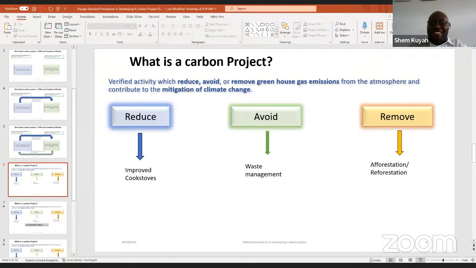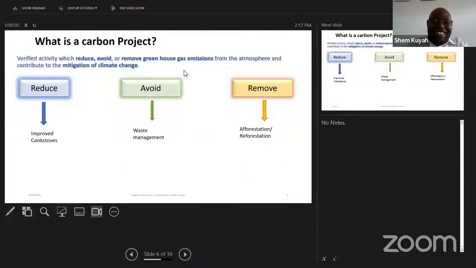Thank you for that. Yeah, so what do you have? Verified activities which reduce, avoid, or remove greenhouse gases from the atmosphere and contribute to mitigation of climate change. These are what are referred to as a carbon project. And it has three main aspects.